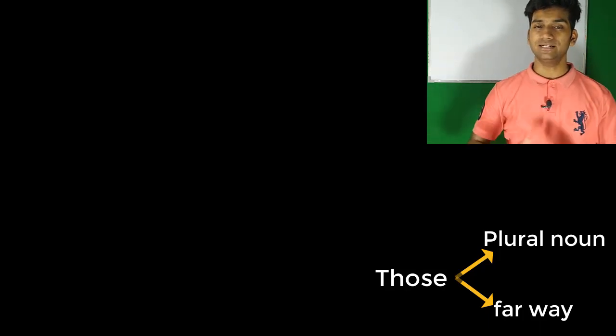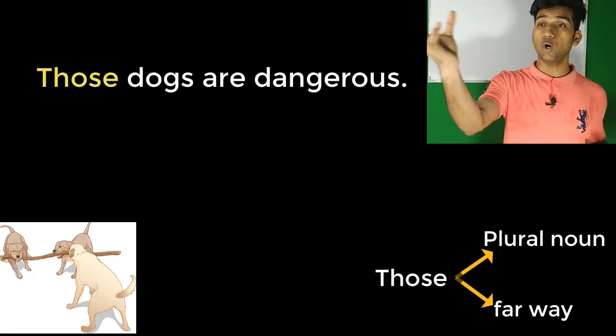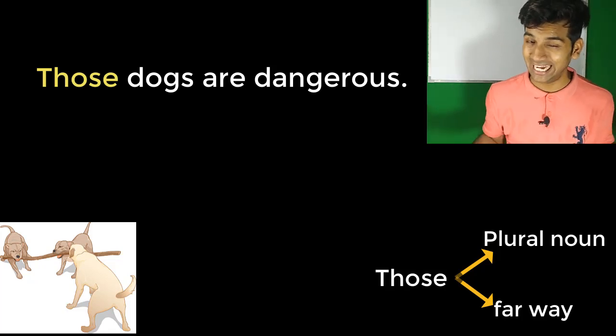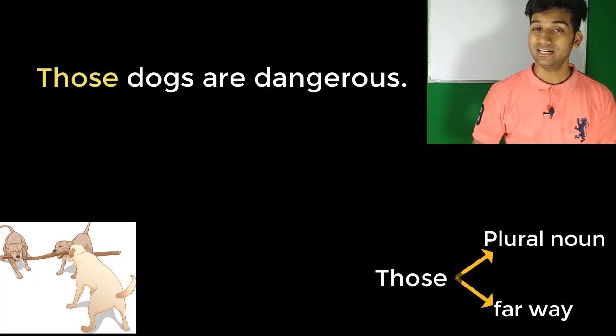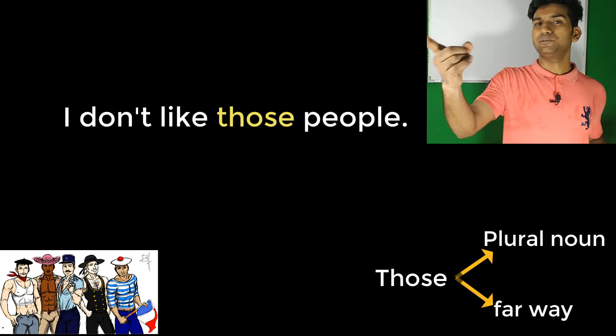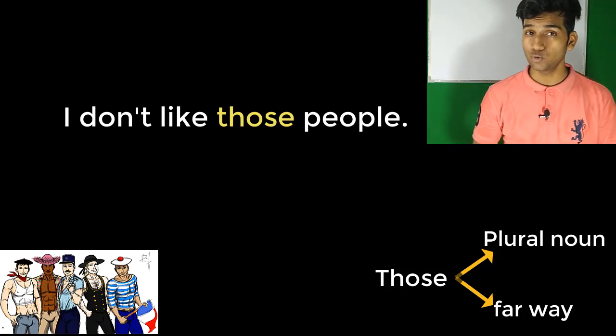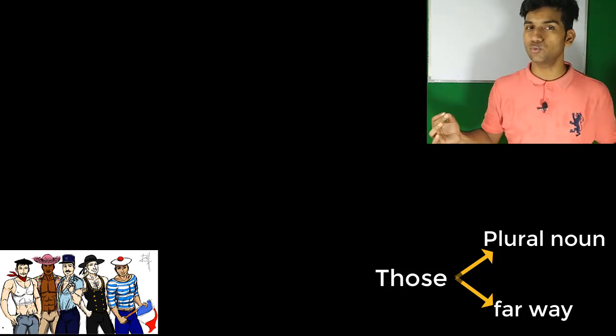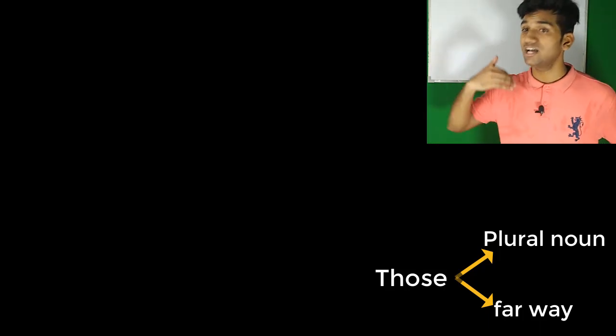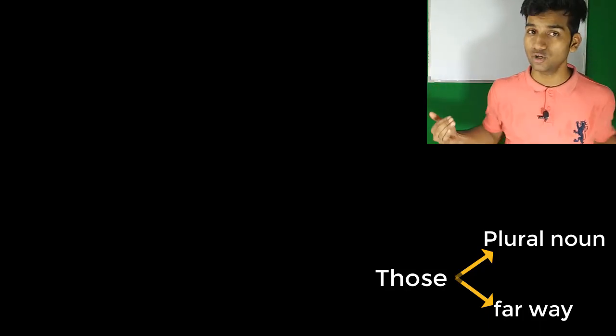For example, those dogs are dangerous because they bite. Those dogs are dangerous. I don't like those people. I do not like those people. So that's how we use those to indicate a plural noun which is far away from us, which is not close to us. Now a very important thing, guys. All these words, this, that, these, those, are also demonstrative pronouns.